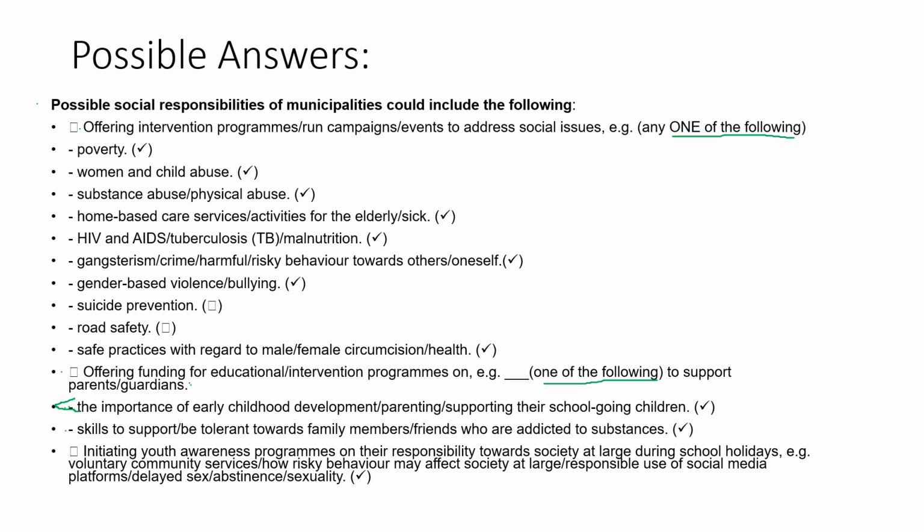Skills to support or to tolerate family members and friends who are addicted to substances. This is another point, right? Let's move to the last point. Initiate youth awareness programs on their responsibility towards society at large during the school holidays, like voluntary community services, how risk behavior may affect society at large, the responsible use of social media platforms, then delayed sex, abstinence and sexuality. This one, again, like I said, I'm only spotting the important ones that I think are close to my heart and to learners on how they should learn about this.